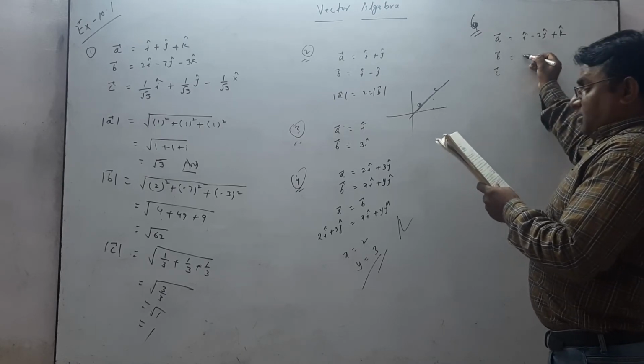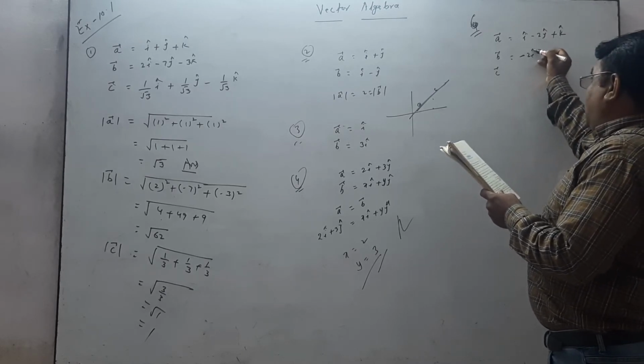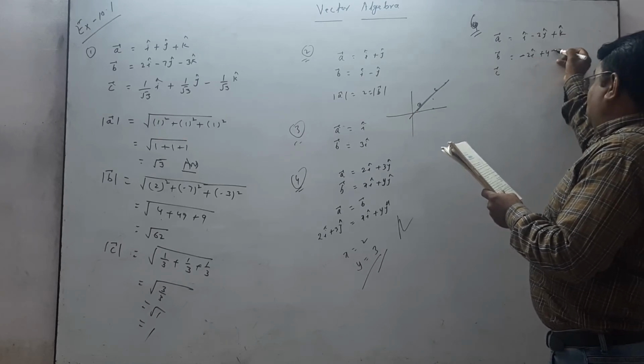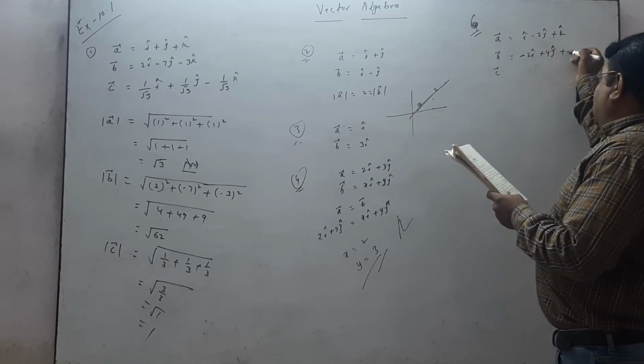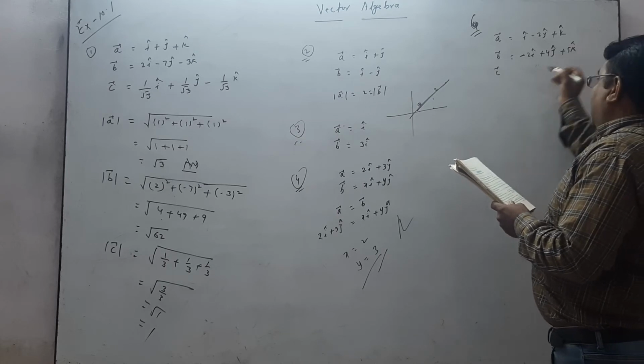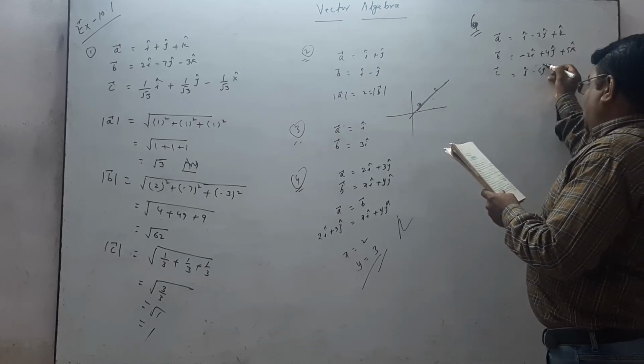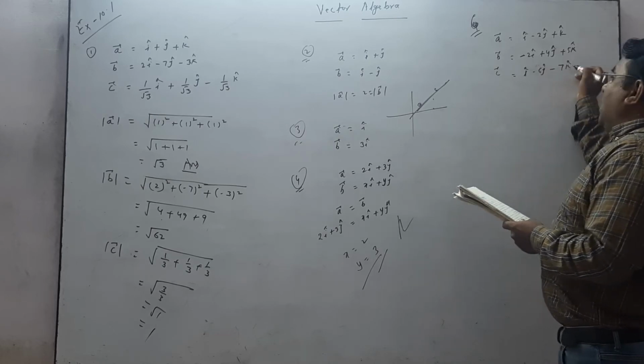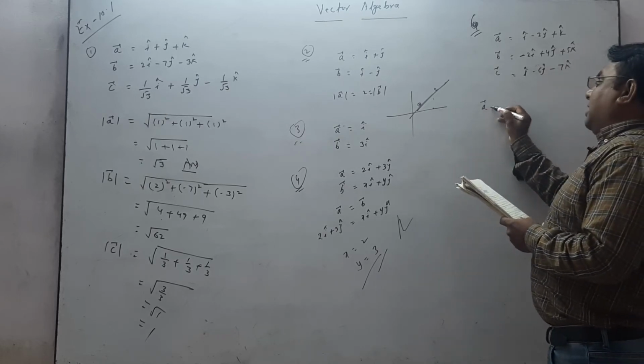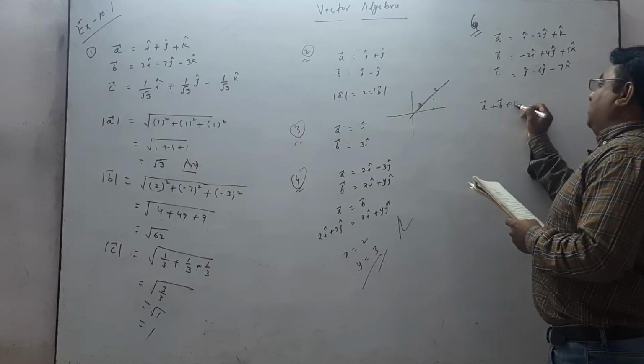Vector B is minus 2i cap plus 4j cap plus 5k cap. Vector C is i cap minus 6j cap minus 7k cap. And find the value of the sum of three vectors. That means find the value of A plus B plus C.